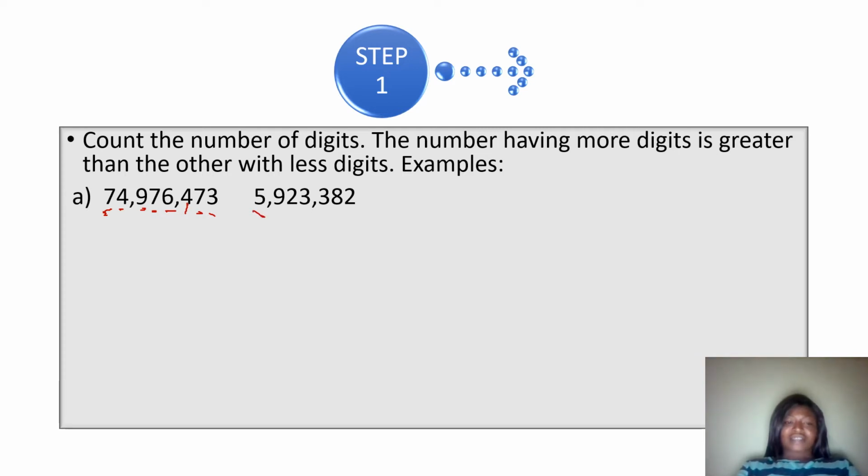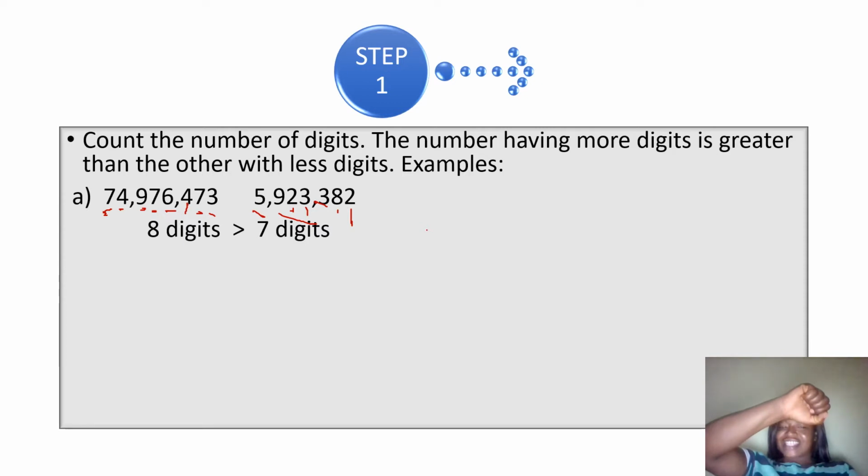We have 1, 2, the 9 is 2, 3, 4, 5, 6, then 7. So we know we have 8 digits on the left side, then we have 7 digits on the right side. So automatically we know that the 8 digits is greater than the 7 digits.